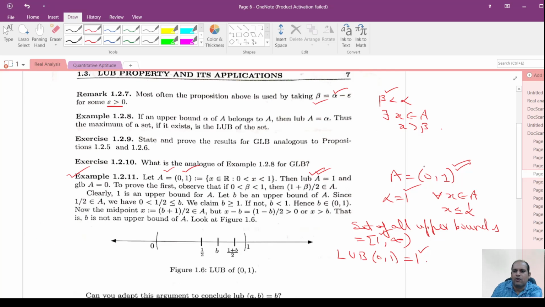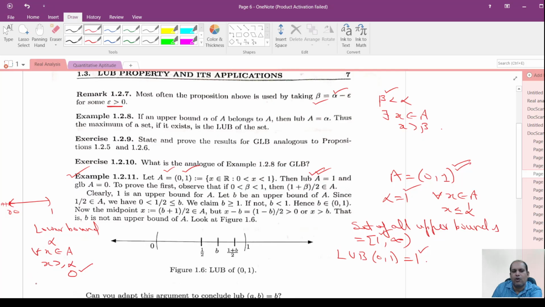Similarly, look at the set of all lower bounds. The definition for lower bound is that if alpha is its lower bound, then for every x belonging to the set, x has to be greater than or equal to alpha. So 0 is one of its lower bounds. Why? Because every member in this open interval (0, 1) is going to be right of 0. So 0 is one of its lower bounds, and every real number less than or equal to 0 is its lower bound.